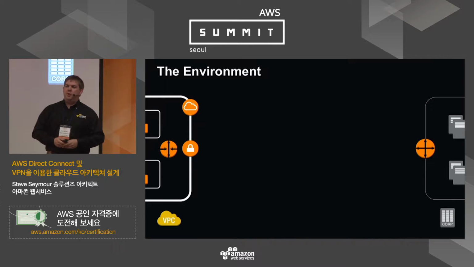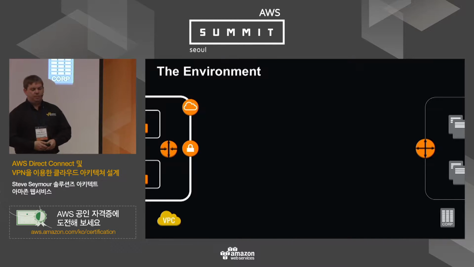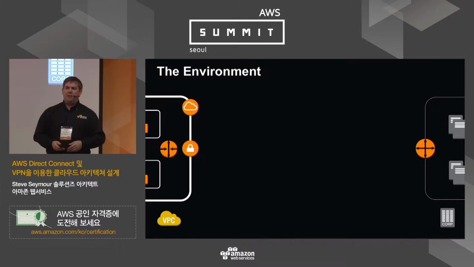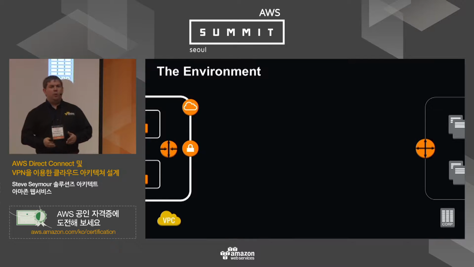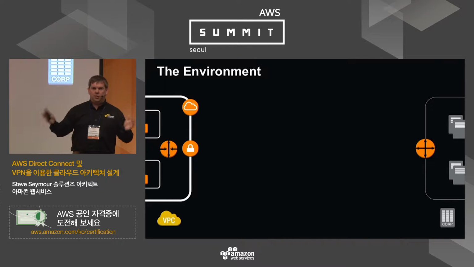So this is the environment that we're going to be talking about during this session. On the left-hand side, we have the VPC running inside AWS, your private cloud within the AWS environment. On the right-hand side, we have your network, your corporate data center. And for all of the slides, we keep these two on those sides.